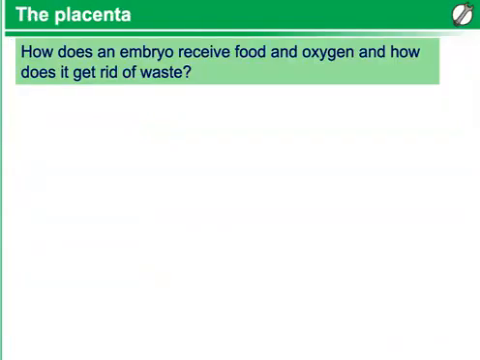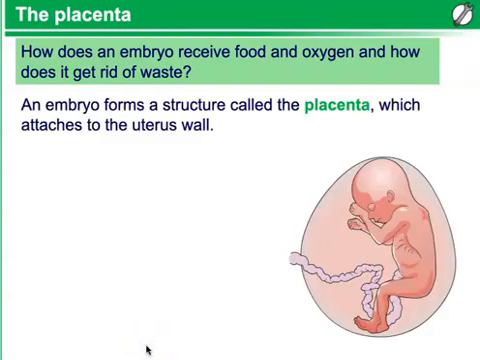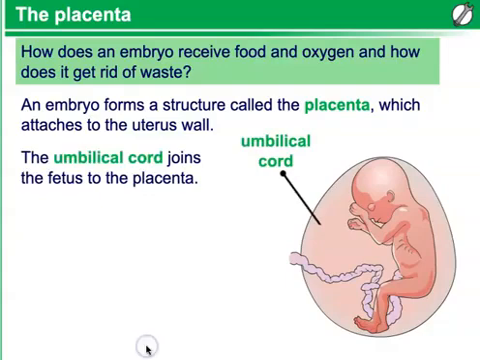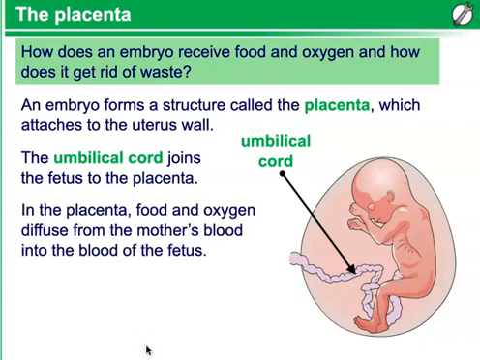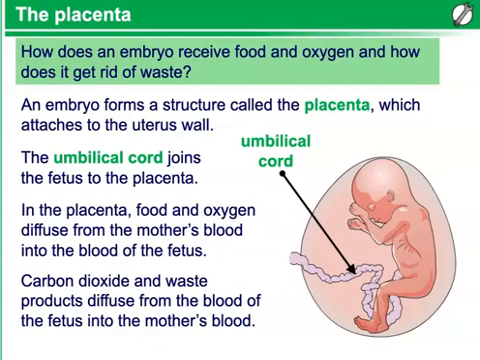The placenta. How does an embryo receive food and oxygen, and how does it get rid of waste? All of these are important for living things. An embryo forms a structure called the placenta, which attaches to the uterus wall. The umbilical cord joins the fetus to the placenta. In the placenta, food and oxygen diffuse from the mother's blood into the blood of the fetus. And carbon dioxide, as well as waste products, diffuse from the blood of the fetus into the mother's blood.